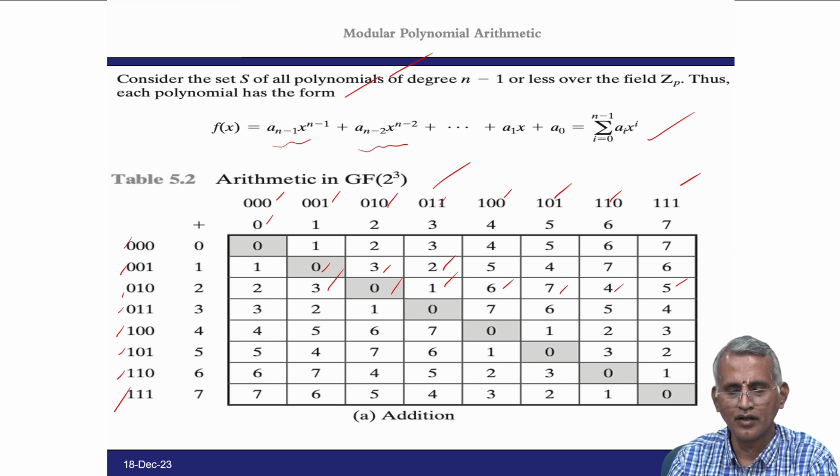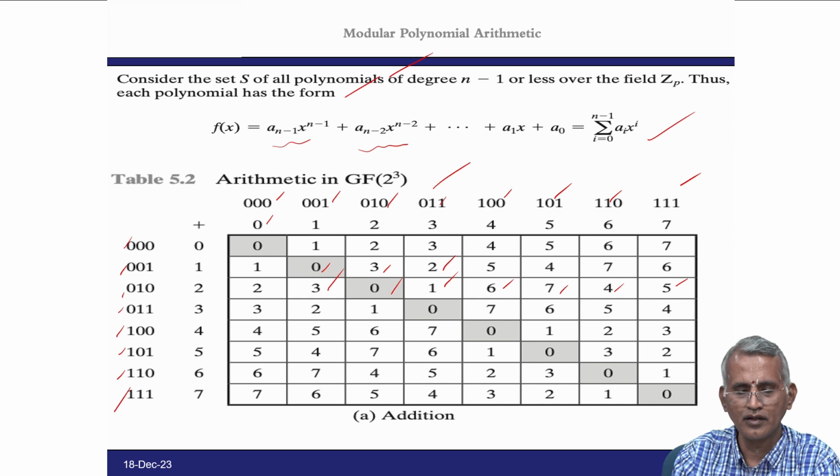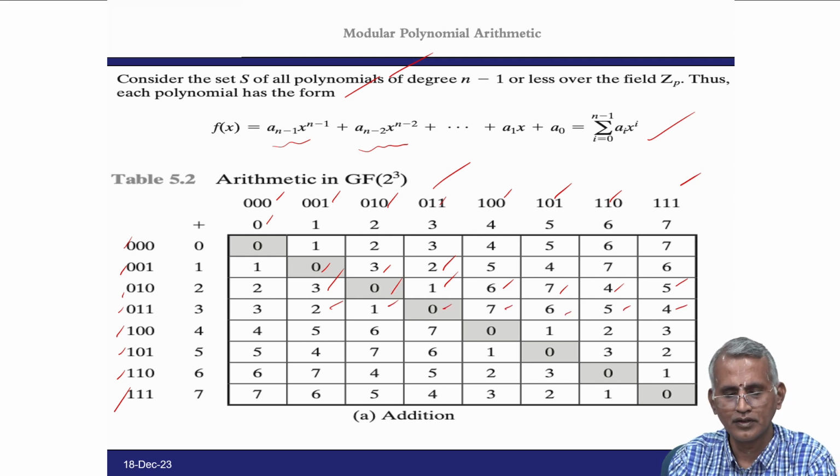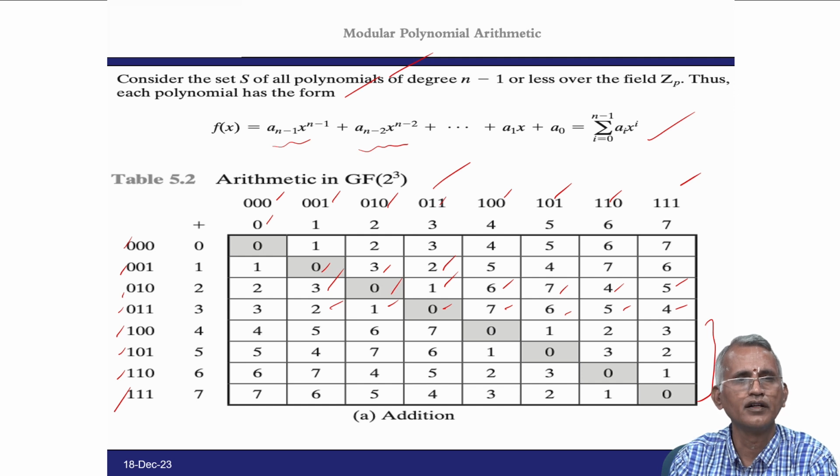So, we have 2, 1, all the values will come, right. So, 2, 1, 0, 1, 7, 6, 5, 4. Similarly, you calculate the rest of the Cayley table of this one. This is called arithmetic in the Galois field of 2 cube, right.